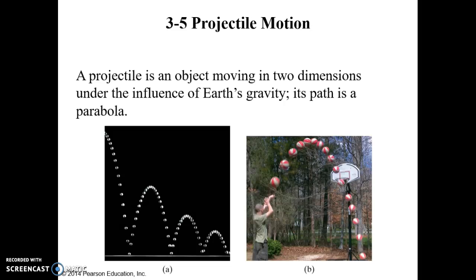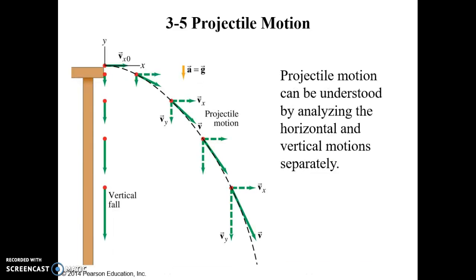An object launched in the air at an angle is moving in the x direction and y direction at the same time. Here's a closer look at an example of what I mean by an object moving in the x direction and y direction at the same time.